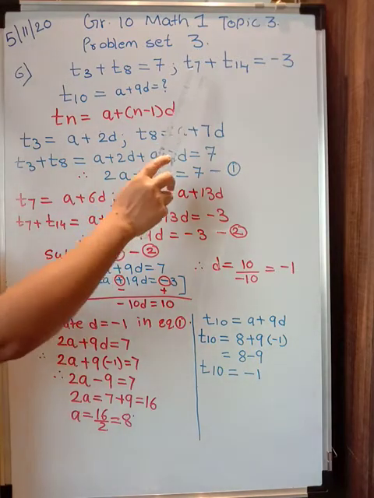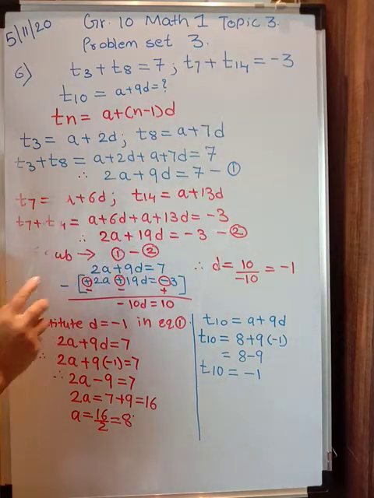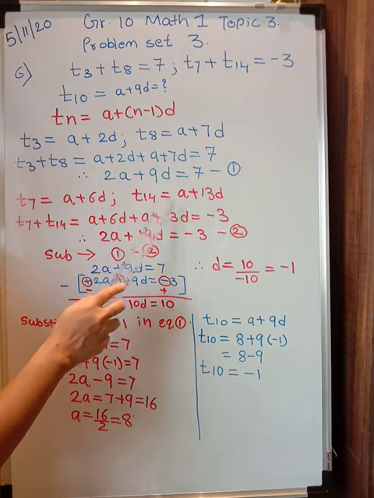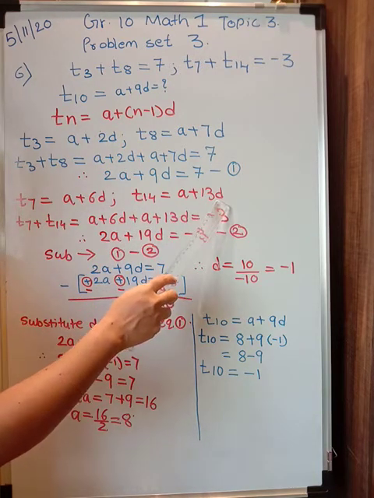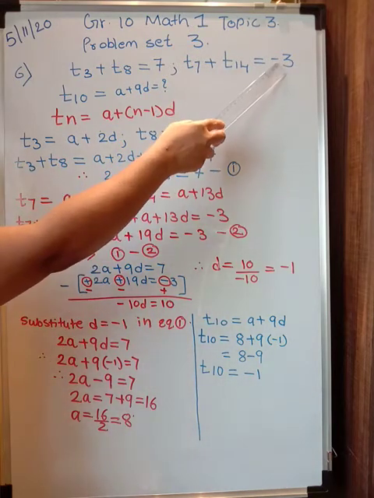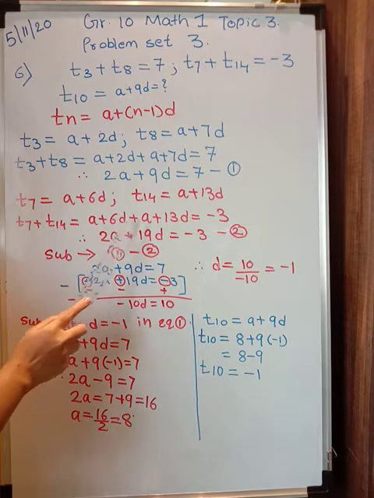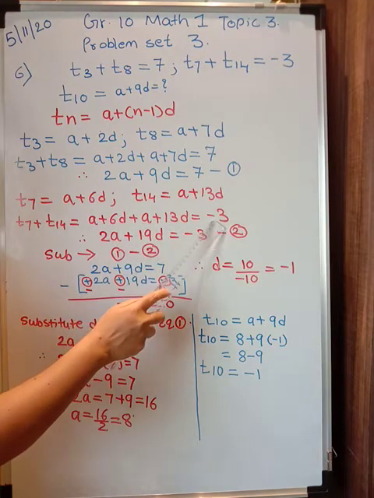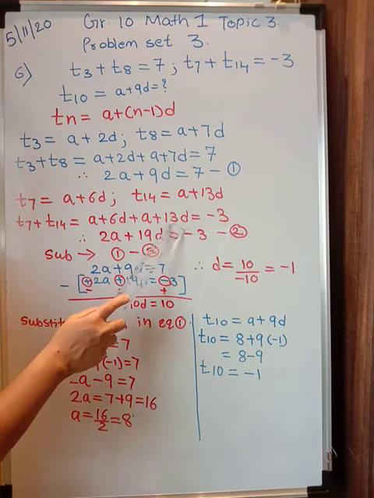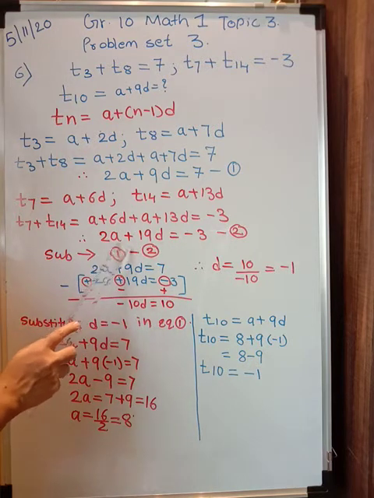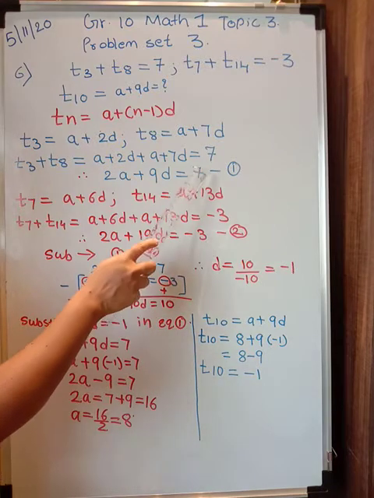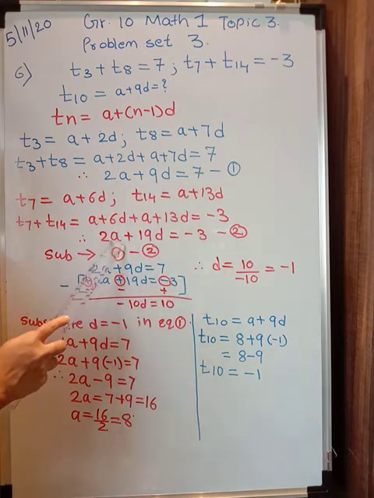Similarly, you have to find T7 plus T14. What is T7? A plus 6D. Similarly, T14 will be A plus 13D. Now, T7 plus T14 is equal to minus 3. So we have A plus 6D plus A plus 13D is equal to minus 3. Again, 1A plus 1A gives 2A. 6 plus 13 is 19D. So 2A plus 19D will be equal to minus 3. This is the first equation and this is the second equation.